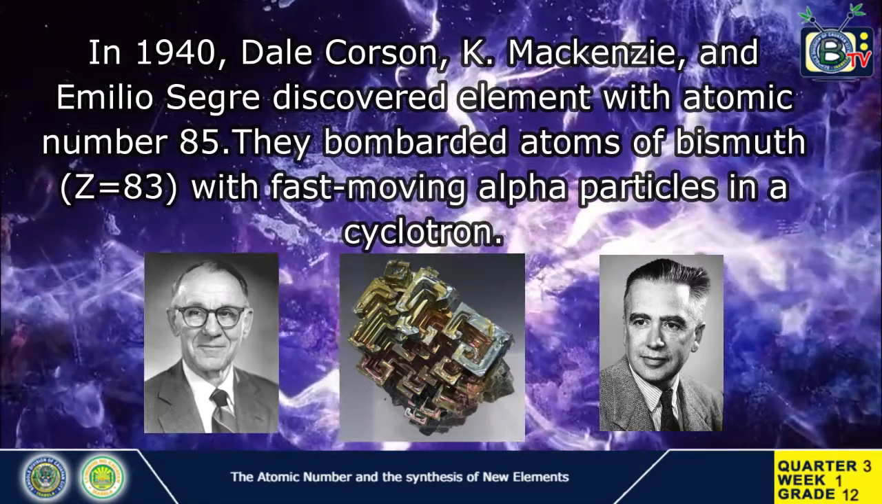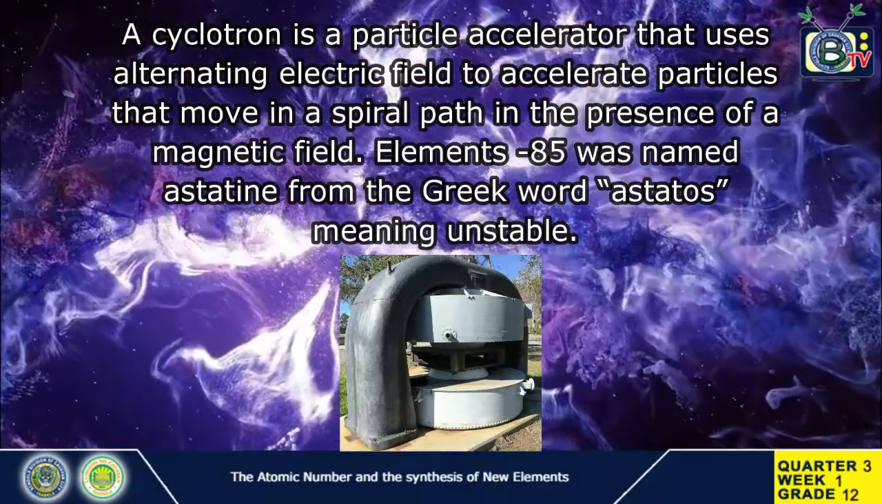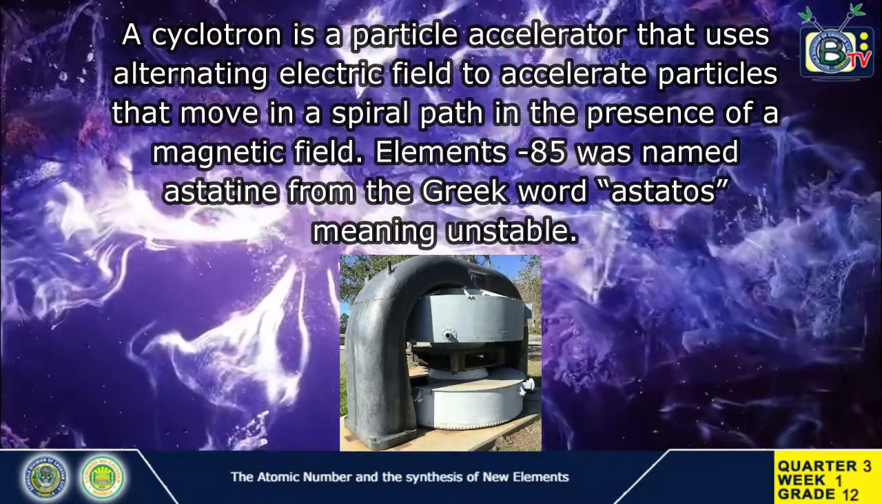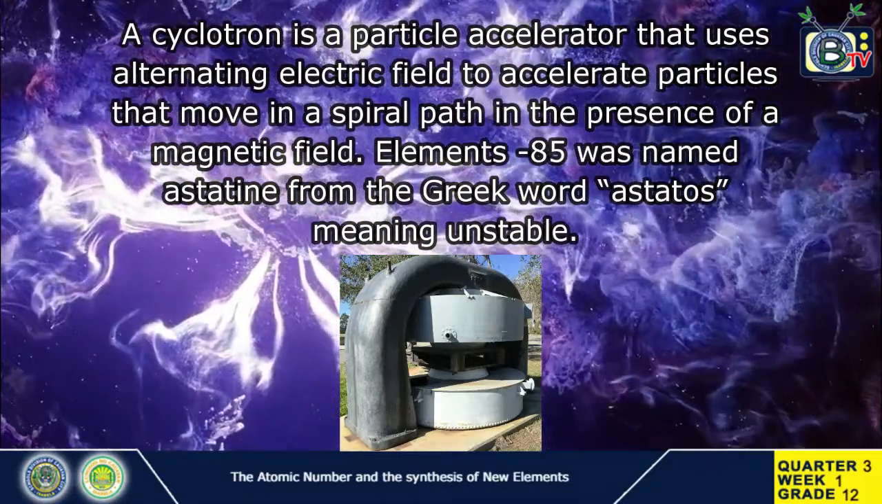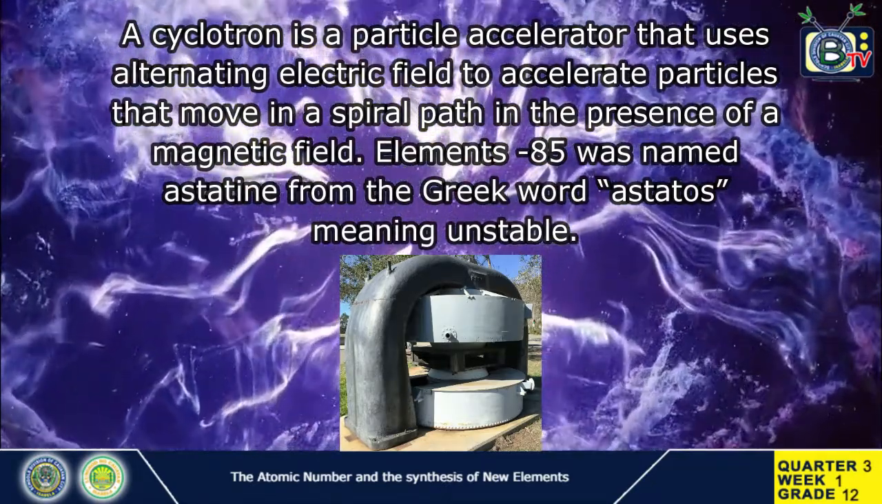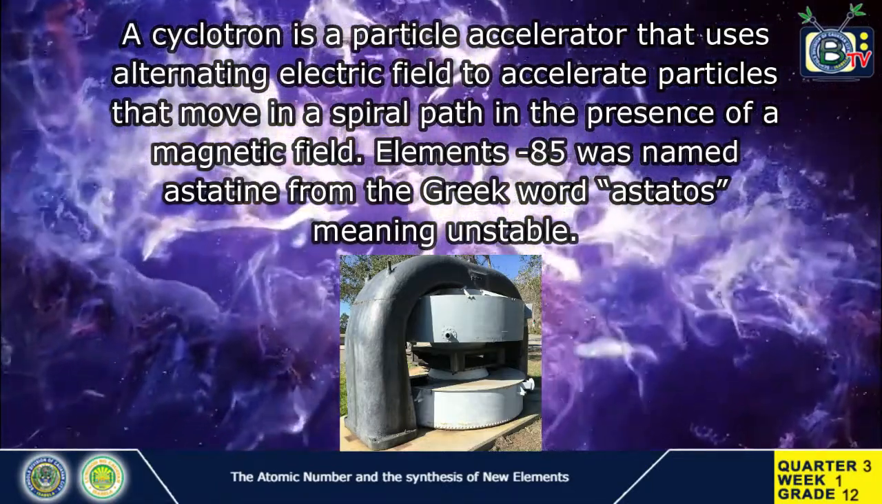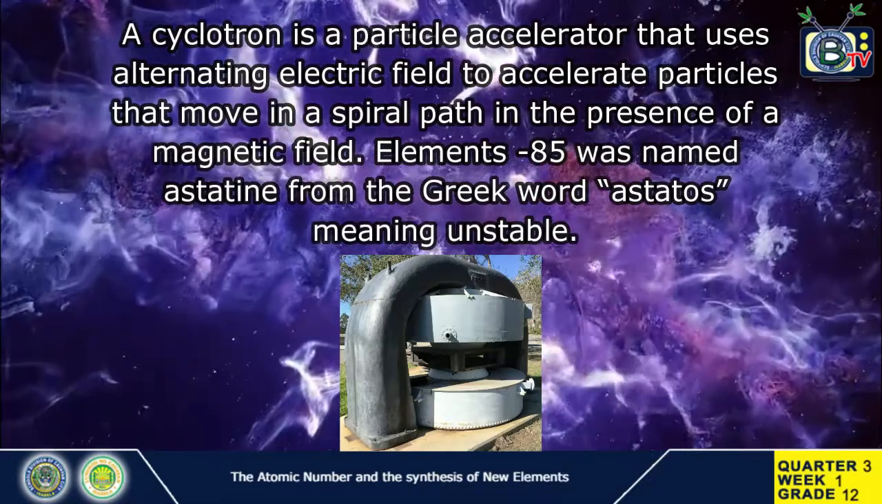A cyclotron is a particle accelerator that uses an alternating electric field to accelerate particles that move in a spiral path in the presence of a magnetic field. Element 85 was named astatine from the Greek word astatos, meaning unstable.